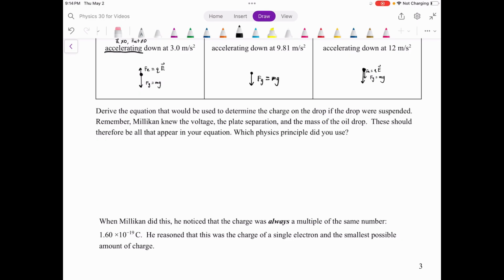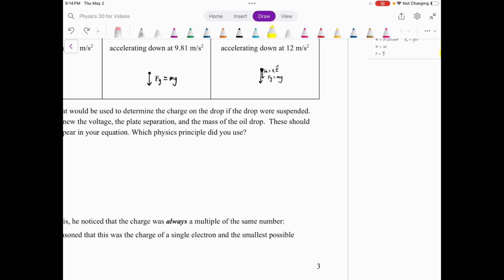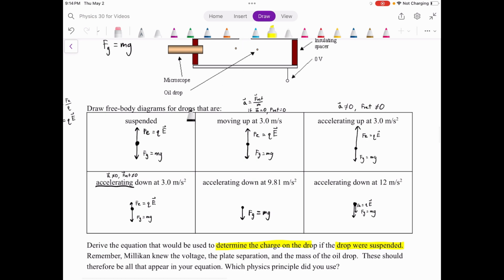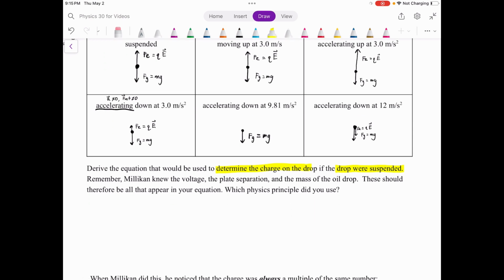Okay, so let's start putting these ideas together and actually follow in the footsteps of Millikan here. It wants us to derive the equation that would be used to determine the charge on the drop if the drop was suspended. What did suspended mean again? It meant the force upward on it was just as much as the force downward. If it's suspended and just floating there, obviously the forces are balanced. Otherwise, it would be accelerating. Since the two forces are the force of gravity pulling it down and the electric force pushing it up, they have to be equal when it's suspended.